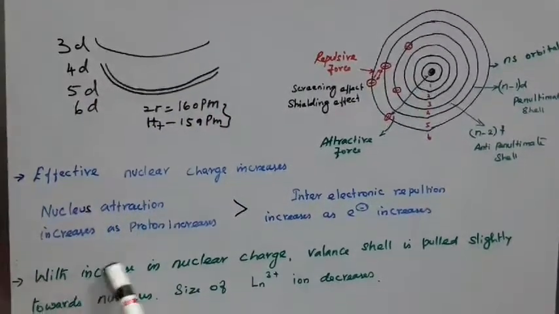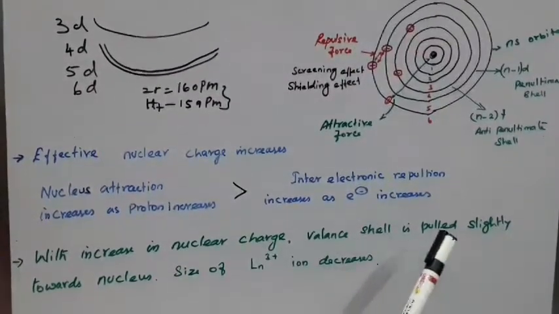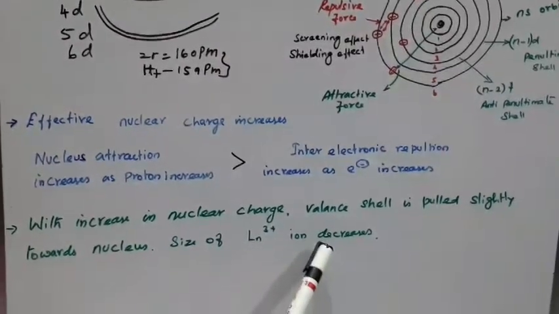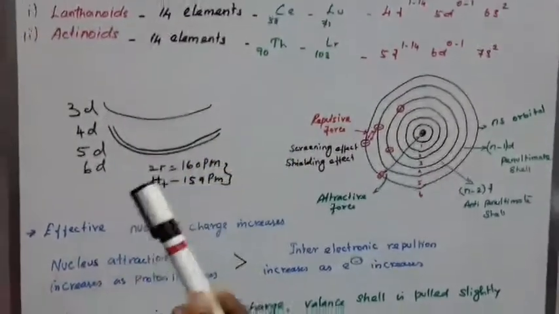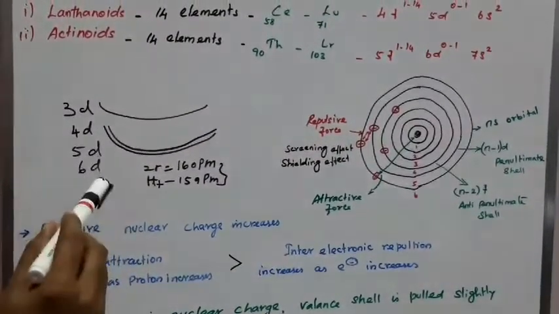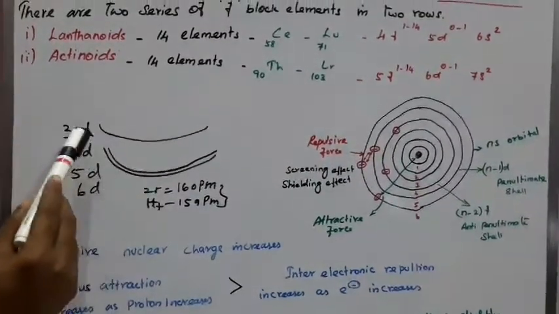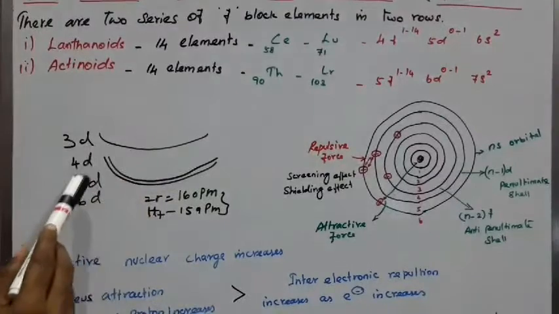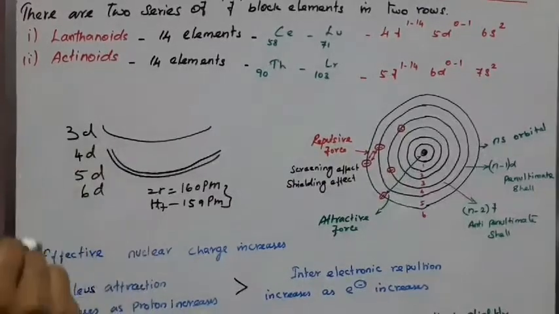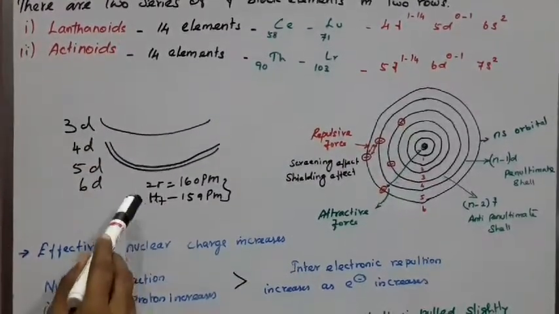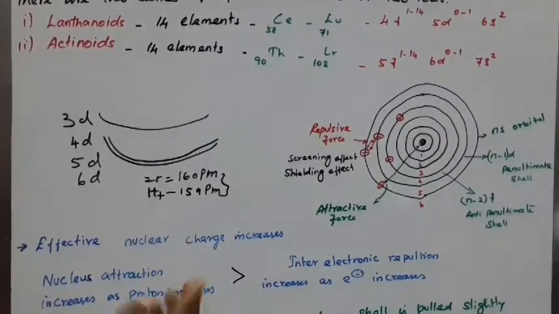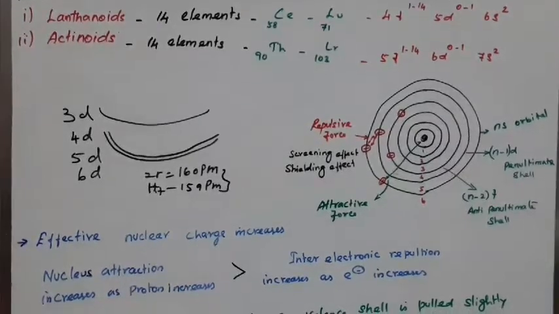Okay, so with increase in nuclear charge, the valence shell is pulled slightly towards the nucleus. The size of the lanthanum 3 plus ion decreases, so from cerium to lutetium the size decreases. The consequence of lanthanide contraction is that there is no change at all for the 3d series, but the elements present in the 4d and 5d series have similar properties because their ionic radii are similar, one to one. Okay, so this is lanthanide contraction.